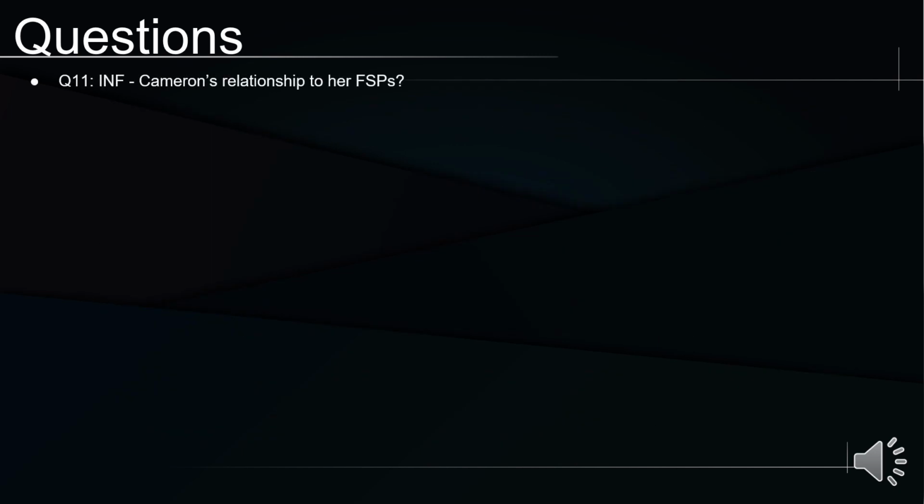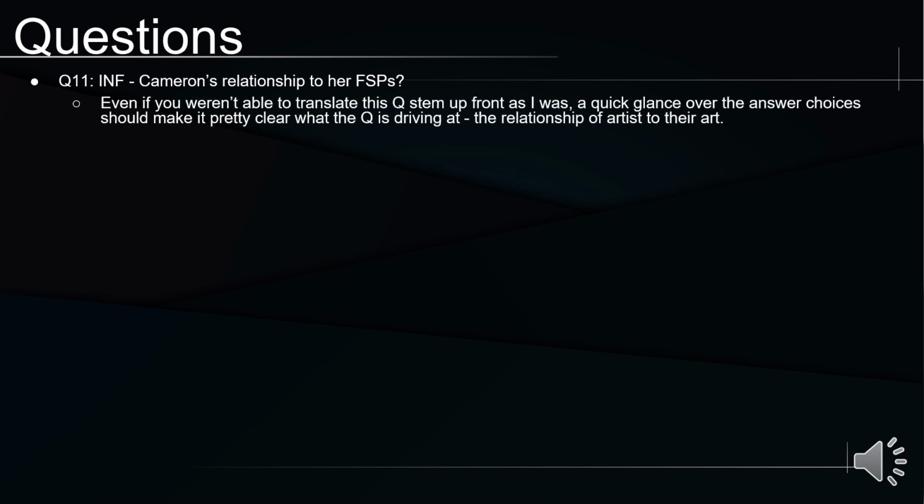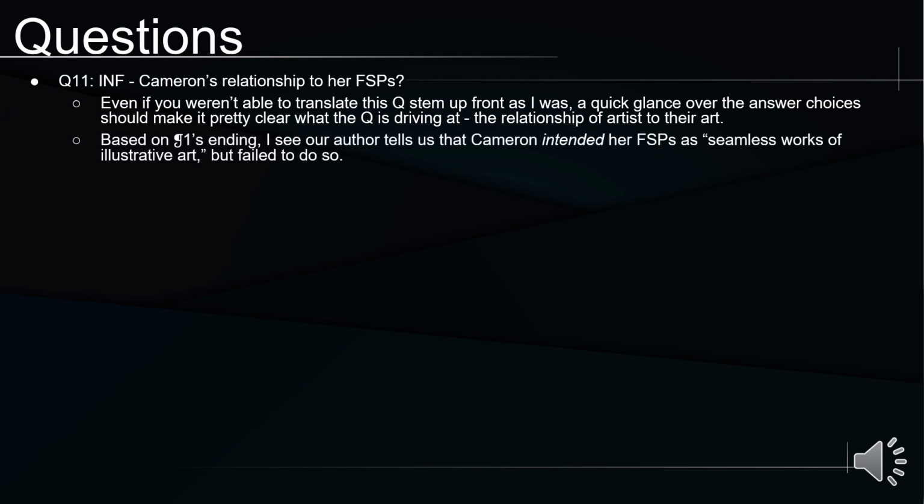So now moving on to 11, which is an inference question. This one is asking us about what is Cameron's relationship to her FSPs. So just a note here, even if you weren't able to translate this question stem up front in the way that I just did here, a quick glance over the answer choices should make it pretty clear what the question is driving at. They're all talking about the relationship of an artist to their art. And based on paragraph 1's ending, I see that our author tells us that Cameron intended her FSPs as seamless works of illustrative art, whatever that is, but failed to do so.